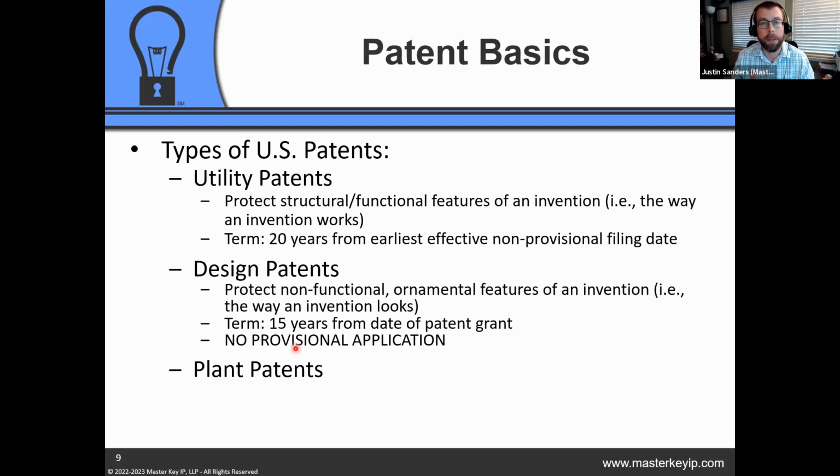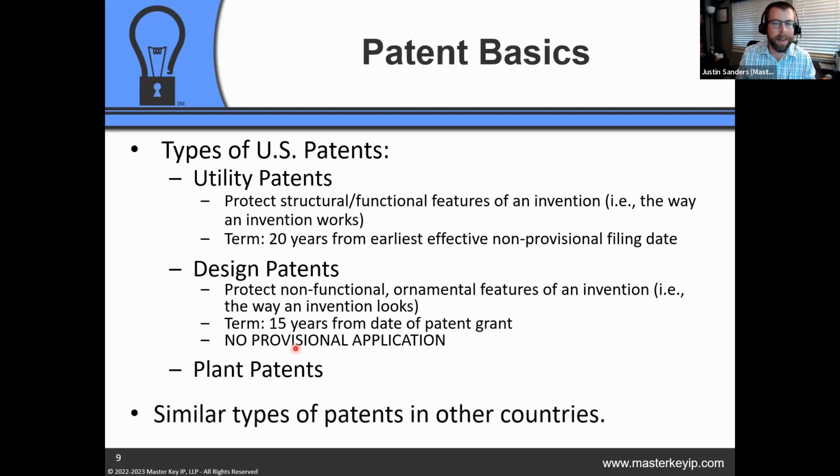You might be able to get utility and design, maybe one or the other. Sometimes something has a unique look, but the functionality isn't unique enough to be patentable from a utility patent perspective. So again, not something that you would need to know yourself, but just a conversation to have with an attorney to figure out, okay, what is potentially patentable, and what's the best strategy for my particular product or process. And again, there are similar types of patents in other countries.